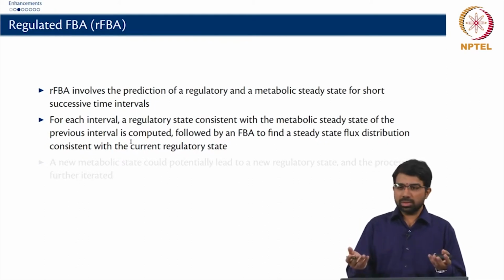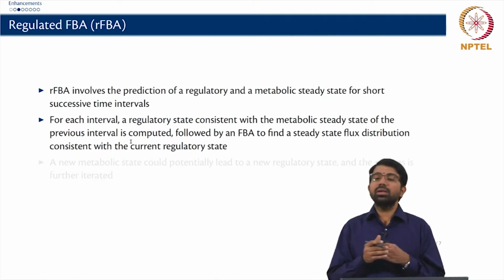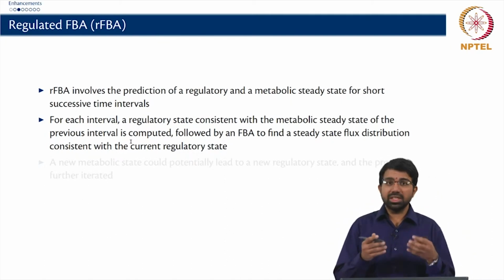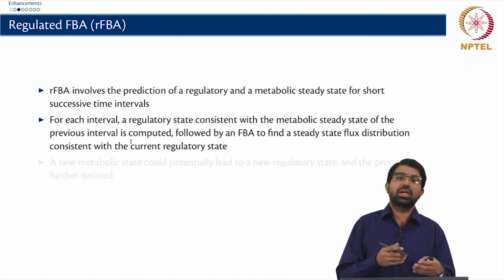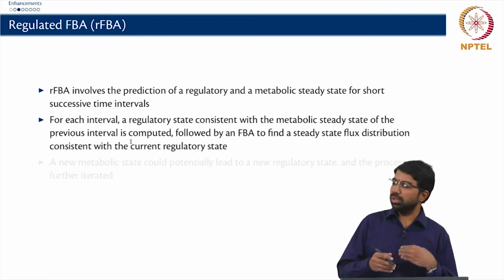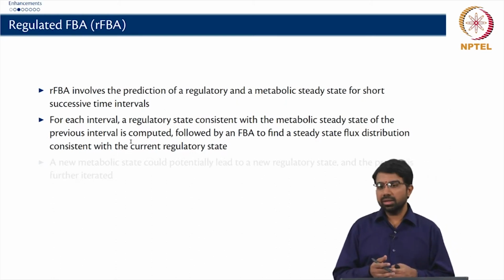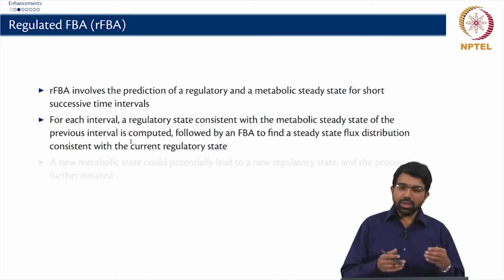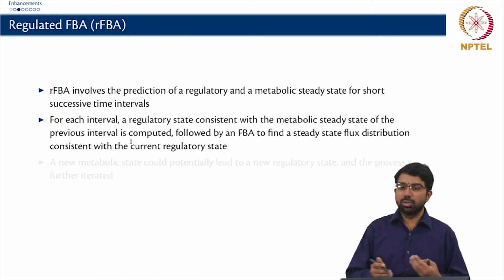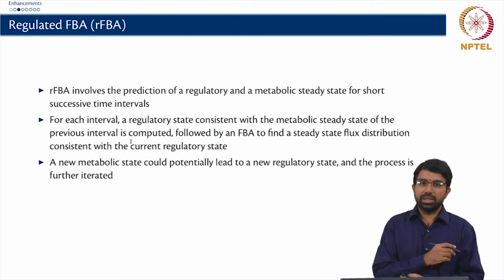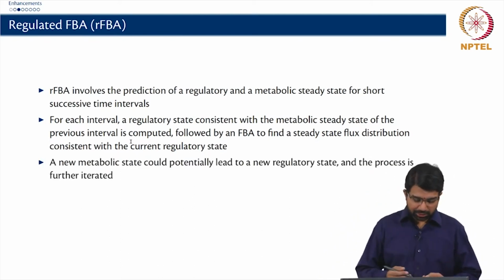How would you do that? You use that as the initial condition and you basically do your normal flux balance analysis. So, you now run an FBA and you now get a set of fluxes. Based on these fluxes, you recompute the gene expression rules and you apply those conditions now and arrive at a new regulatory state. Based on this regulatory state, you again run a flux balance analysis, and you just repeat this iteratively till you hopefully converge at a steady state and so on. So, a new metabolic state could potentially lead to a new regulatory state and the process is further iterated.